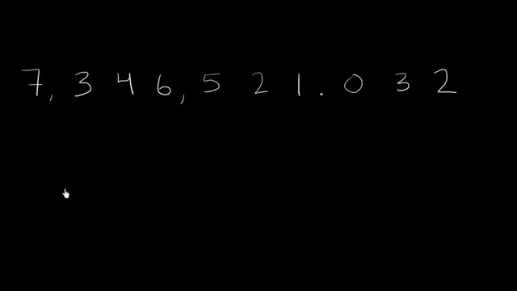We have the number 7,346,521 and 32 thousandths. And what I want to think about is if I look at the same digit in two different places, in particular, I'm going to look at the digit 3 here and the digit 3 here. How much more value does this left 3 represent than this right 3?